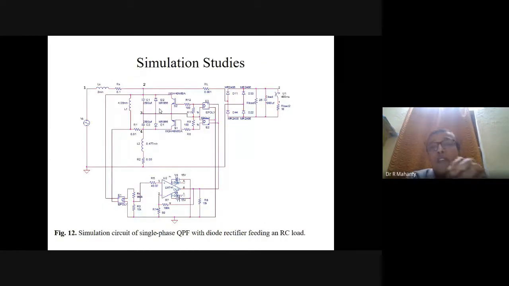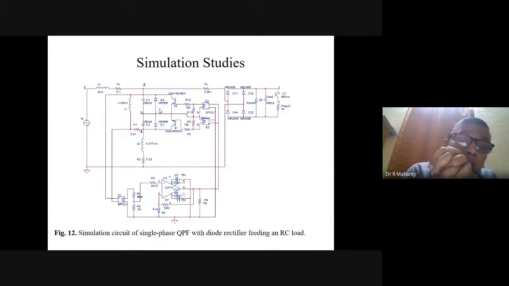Suppose in the first case, it has been simulated for a diode rectifier feeding RC load where the capacitance value is made very large, of the order of say 1000 microfarad. We have intentionally made the capacitance very large because when you make this capacitance value very large, the harmonics here will be very large. Let us see whether this system is working for that large value of harmonics or not.